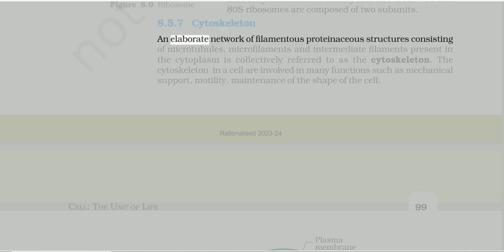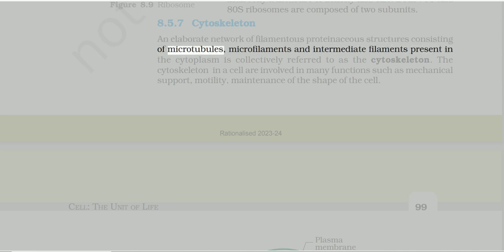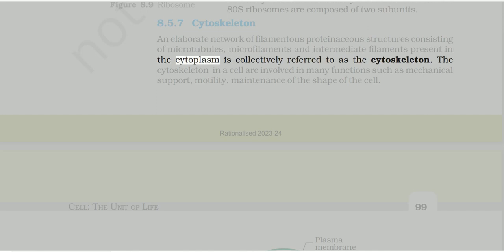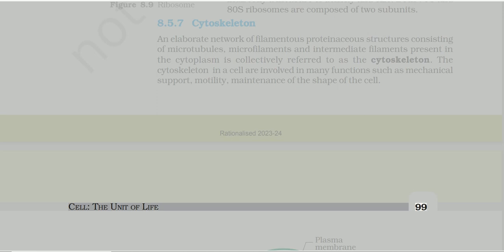8.8 Cytoskeleton. An elaborate network of filamentous proteinaceous structures consisting of microtubules, microfilaments and intermediate filaments present in the cytoplasm is collectively referred to as the cytoskeleton. The cytoskeleton in a cell is involved in many functions such as mechanical support, motility, and maintenance of the shape of the cell.